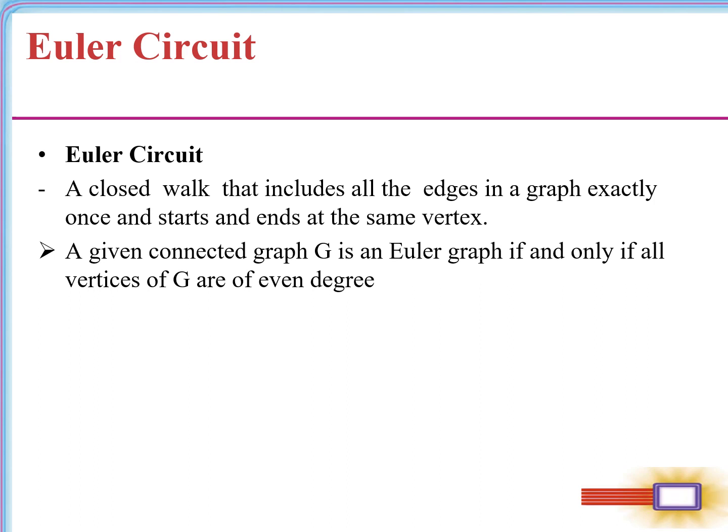So Euler circuit is a closed walk. Closed walk means starting and ending vertices will be the same. And the specialty of this closed walk is this walk will include all the edges present in the graph exactly once. No edge will be repeating.